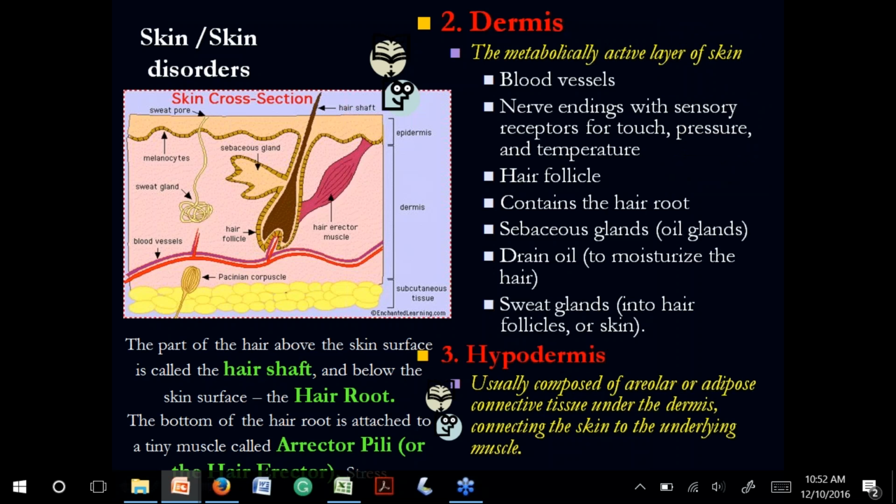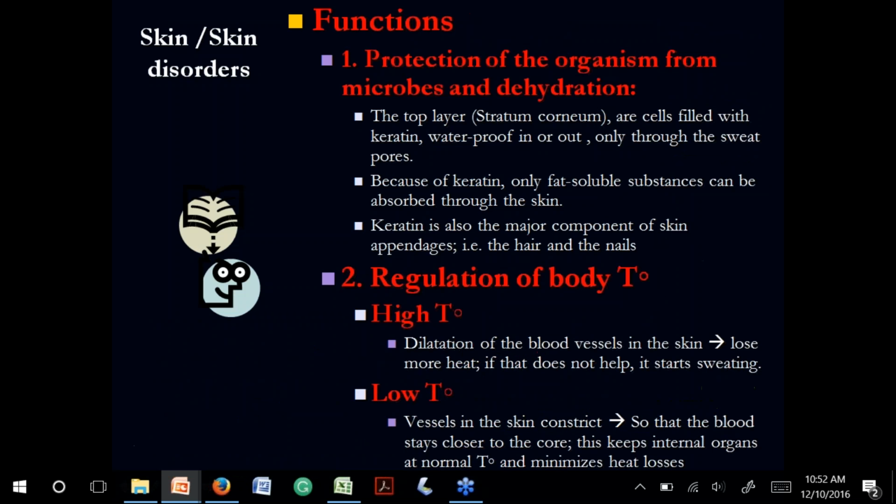Okay, so that is about the functions of the skin. Another important topic for the final is, first of all, the skin's protection of organisms from microbes and dehydration, right? We were talking about that.